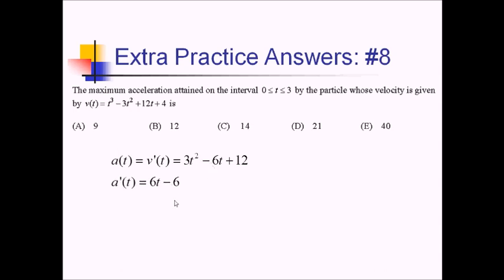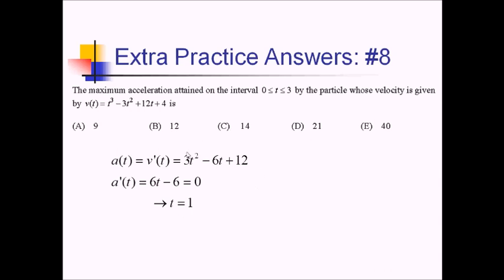So for finding critical values, I want to know where this equals 0. If I add 6 and divide by 6, that's at t equals 1. So I've got 3 things to test out in the acceleration function that I created up here. I've got 0, 1, and 3. So let's go to it.